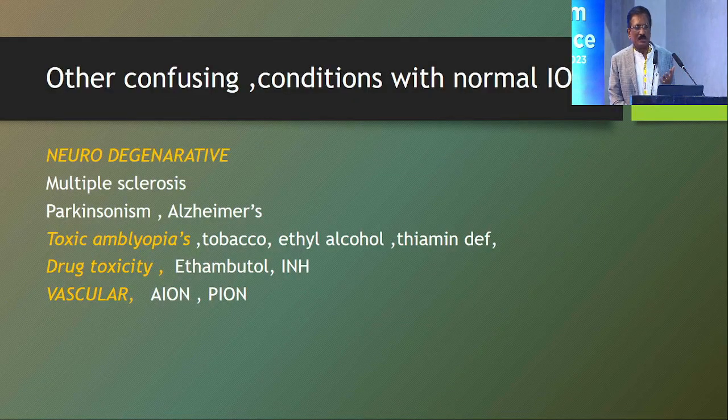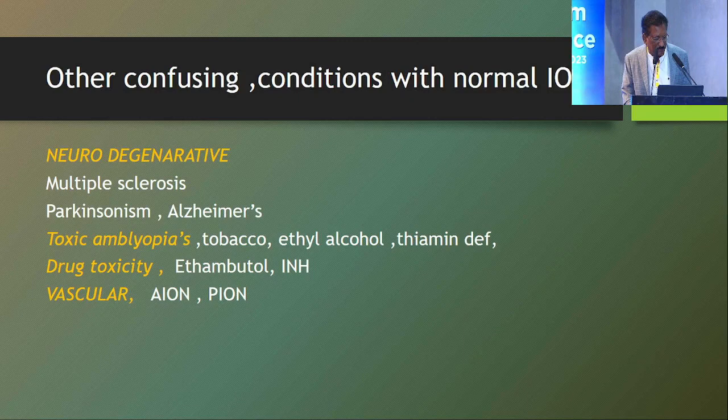Other confusing conditions with normal intraocular pressure. Other important things are multiple sclerosis, Parkinsonism, Alzheimer's disease, we all forget about this, and toxic amblyopias like tobacco, ethyl alcohol, thiamine deficiency, ethambutol. There are several other drugs, but ethambutol and INH are important. Vascular, AION and PAON, these all confuse the glaucoma. They all look like glaucoma, but it is not glaucoma, because we need to think about all these things.